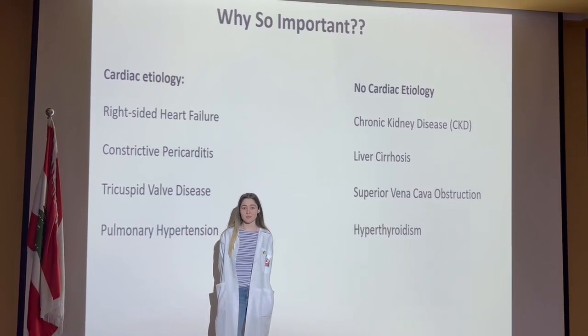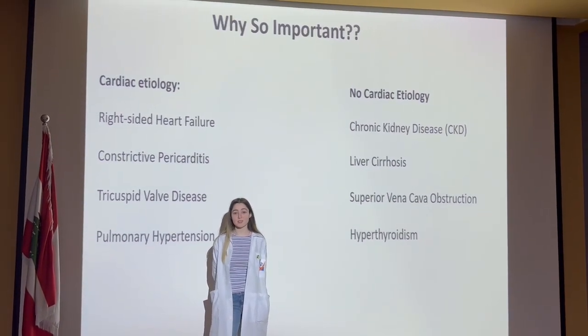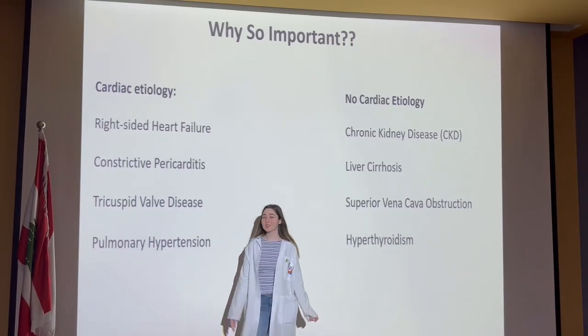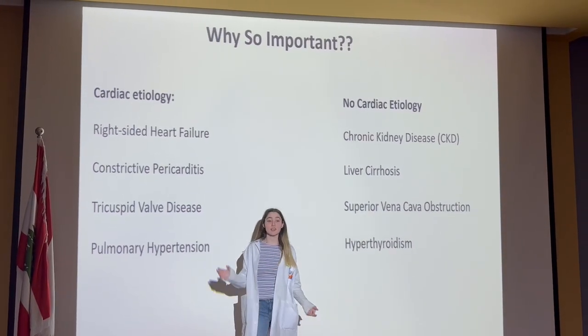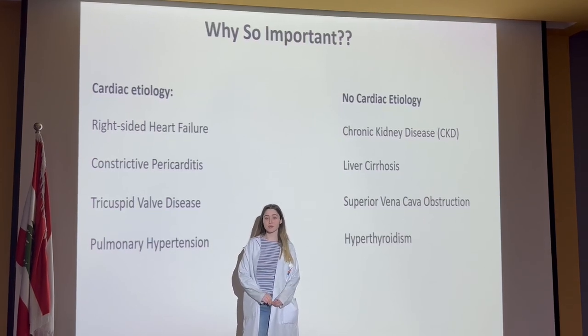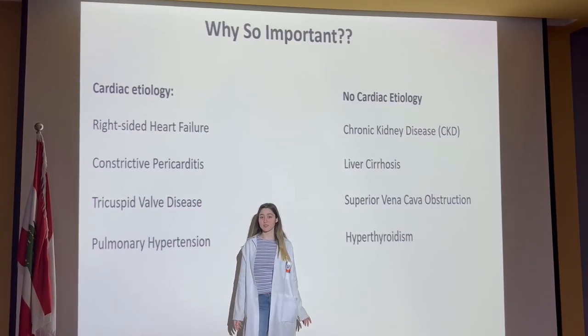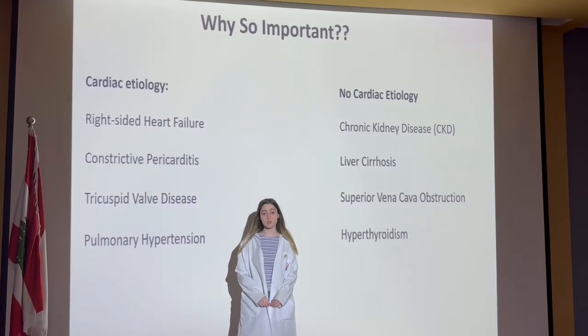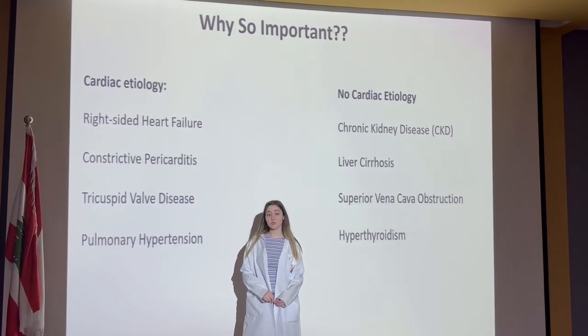Constrictive pericarditis, which is thickening of the pericardium restricting heart expansion, leading to elevated venous pressure. Next, we have tricuspid valve disease, like tricuspid regurgitation or stenosis, that can prevent proper blood flow through the heart, raising venous pressure. Finally, pulmonary hypertension, which is increased pressure in the pulmonary arteries, leading to right heart strain and elevated JVP.